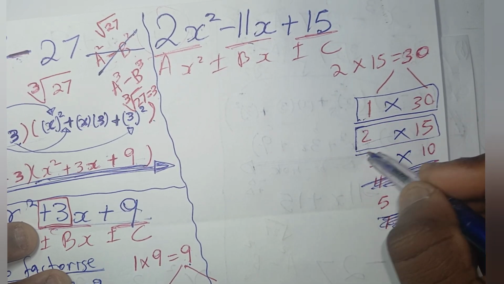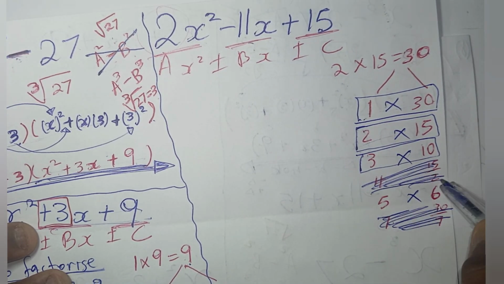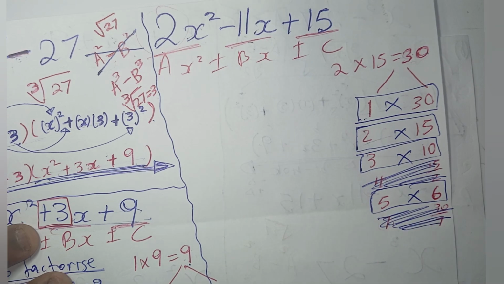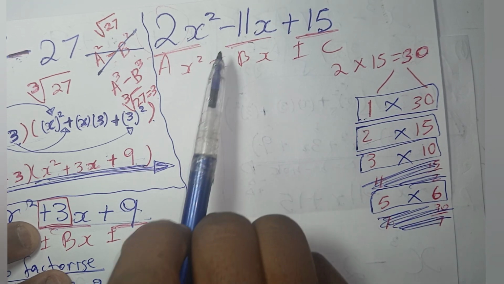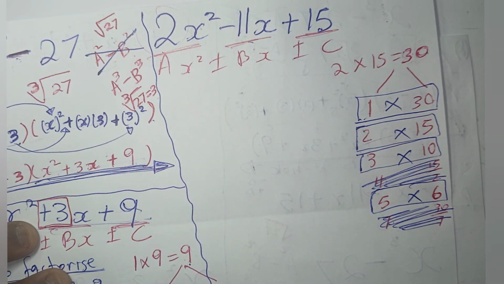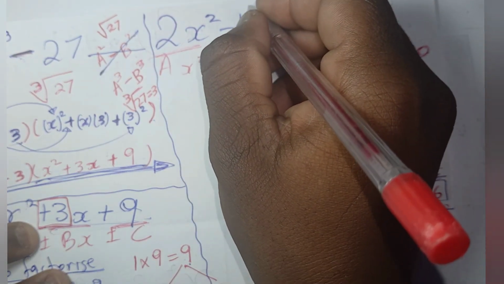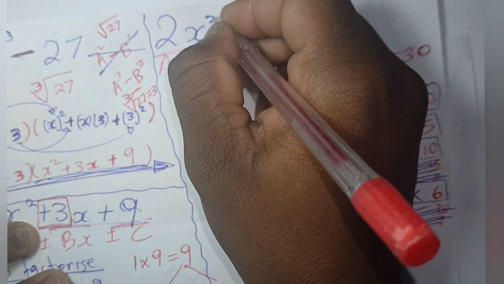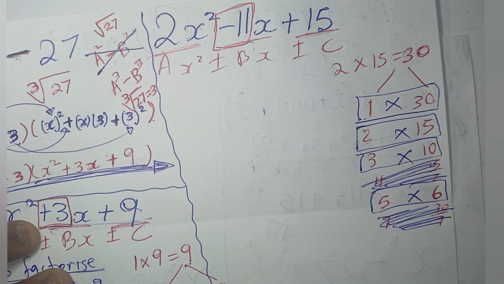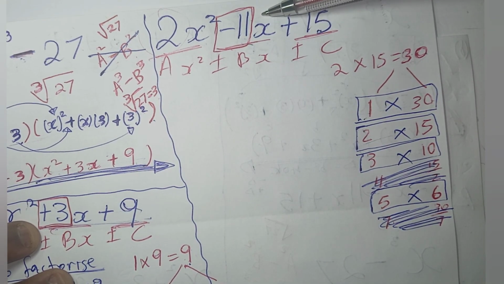Between these factors, you see this thing? Which factors, when you add or subtract, should give you the middle term? Our middle term now, what is it? It's minus 11. So which factors, when you add or subtract, should give us the middle term?